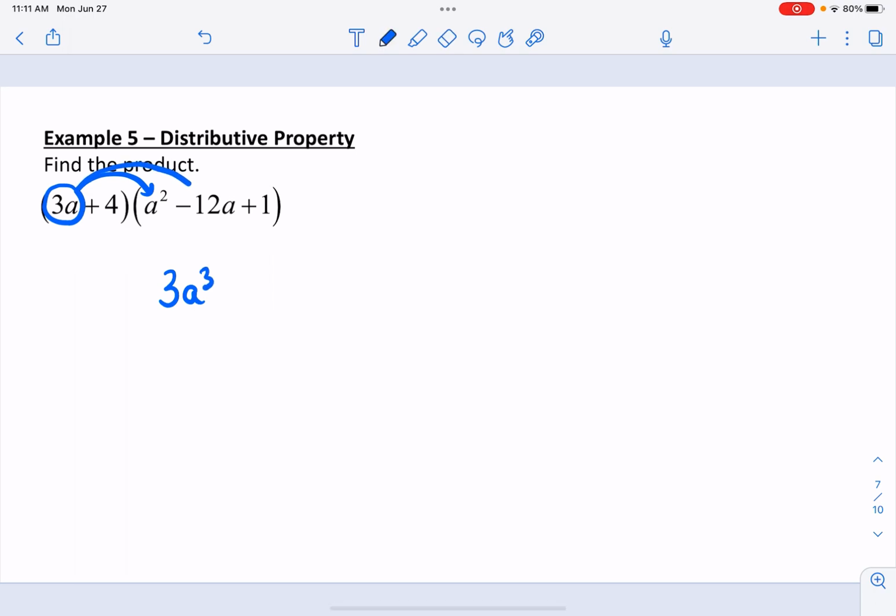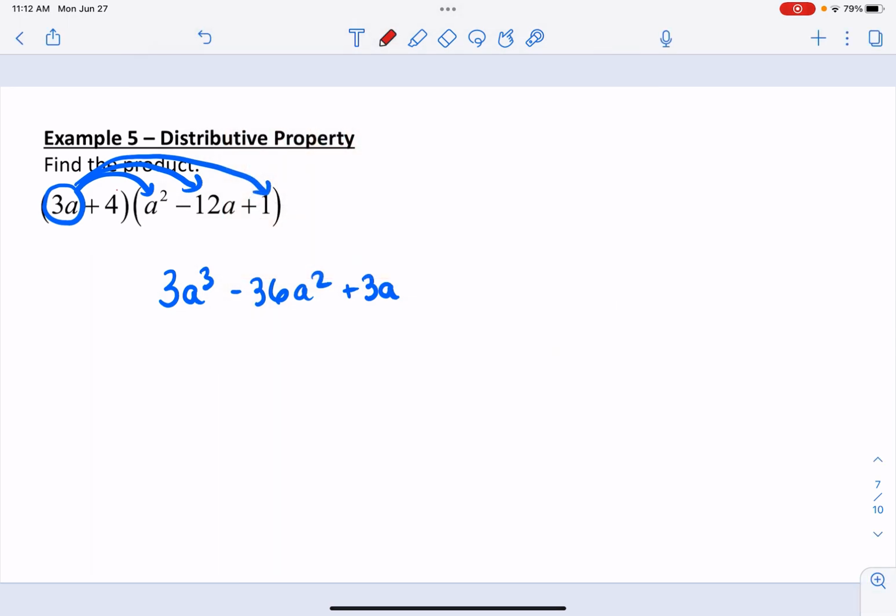Then the 3a times negative 12 gets me a negative 36a squared. Then the 3a times 1. Okay, so all I did was distribute the 3a into each one of the terms of that trinomial. I use this when I have a binomial, so something with 2 terms, times a trinomial, something with 3 terms.